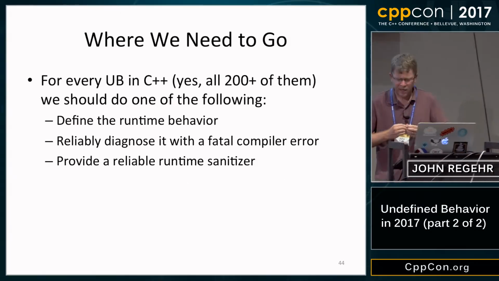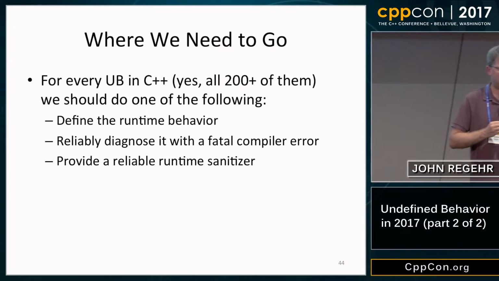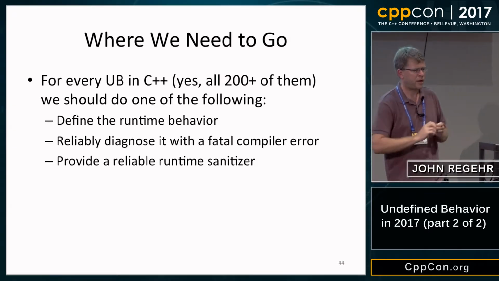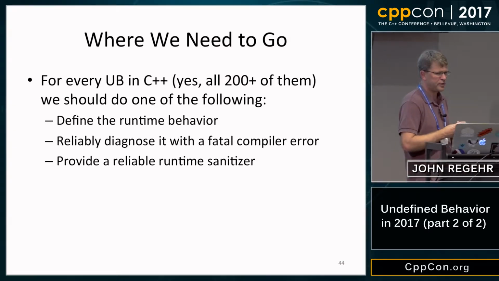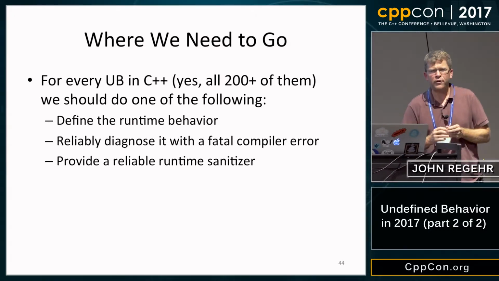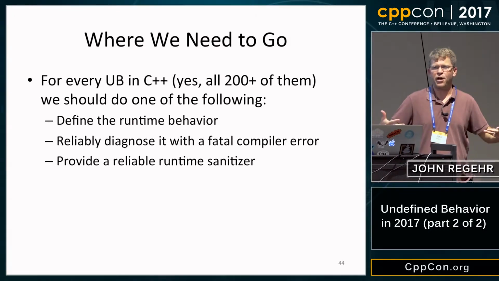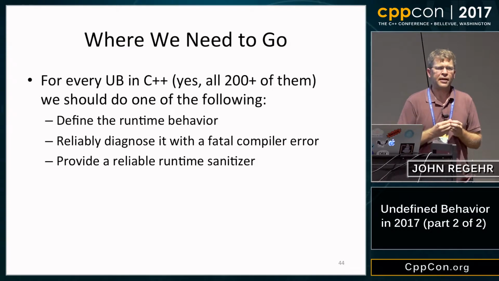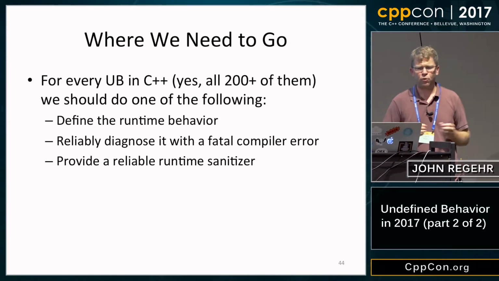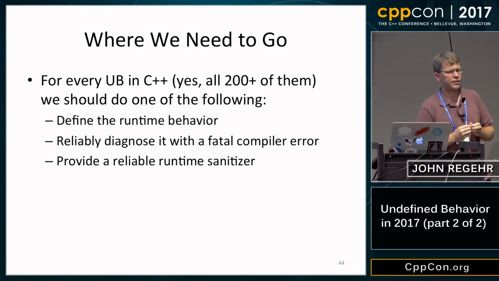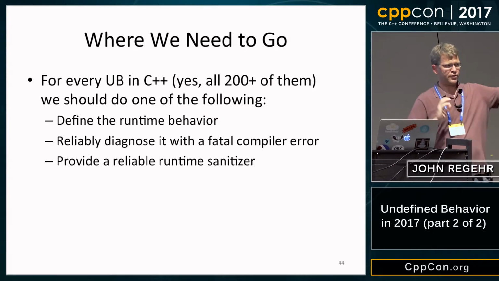Okay, so in my ideal world, what would happen is all of the 200 plus undefined behaviors in C++ would have one of these things done with it. So one thing we can do is that a lot of undefined behaviors, including a lot of the ones I didn't talk about because they're boring, could be defined. And this really wouldn't be that hard to do, to say in the standard that the implementation just does this specific thing.